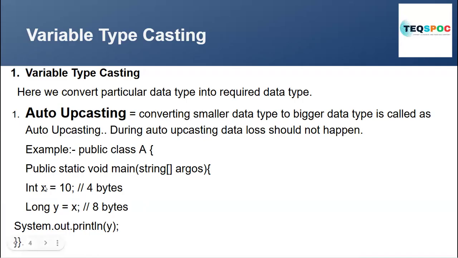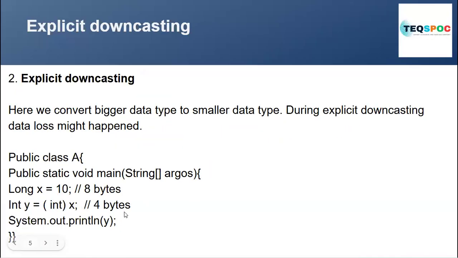Means converting a smaller data type, int of 4 bytes, to a bigger data type, which is long, actually of 8 bytes. That is called auto upcasting. During auto upcasting, data loss should not happen. This is a basic example of auto upcasting.